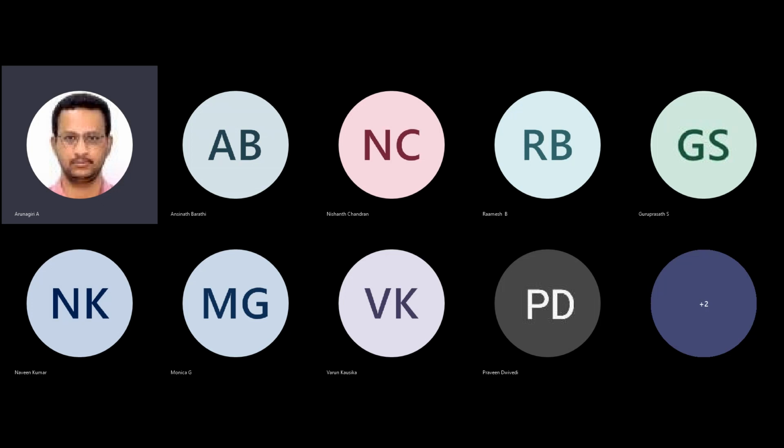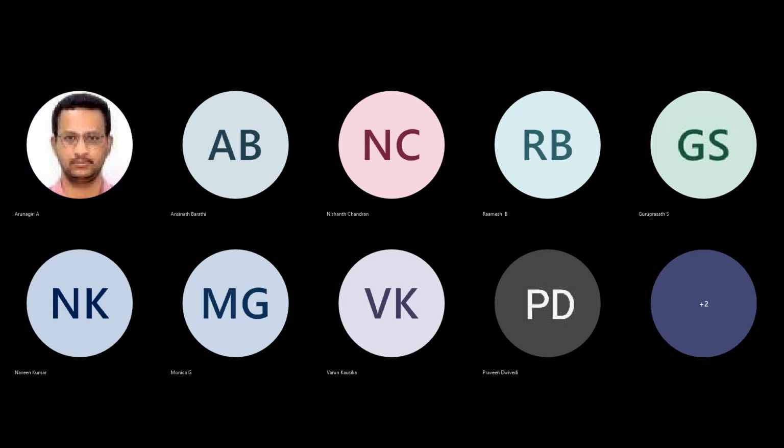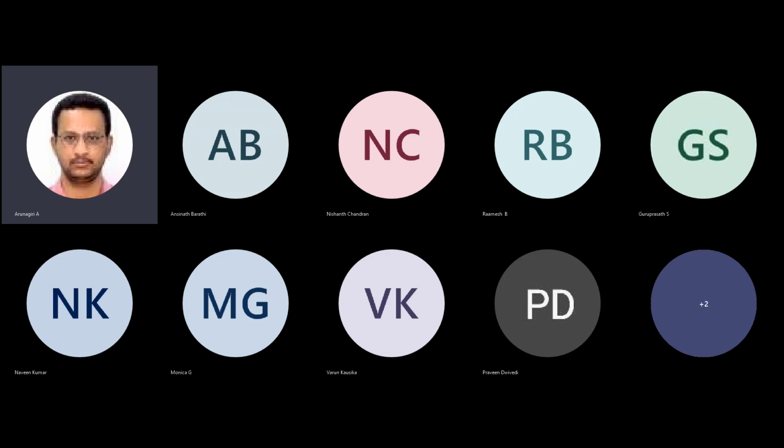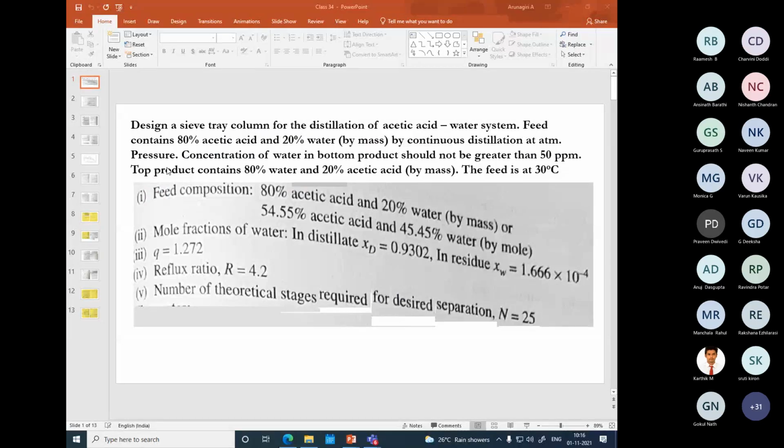I share you the slide. So the problem is to design a sieve tray column for the distillation of an acetic acid water system. We have to design a sieve tray column for the purpose of distillation. So we have to separate acetic acid from the acetic acid water system.